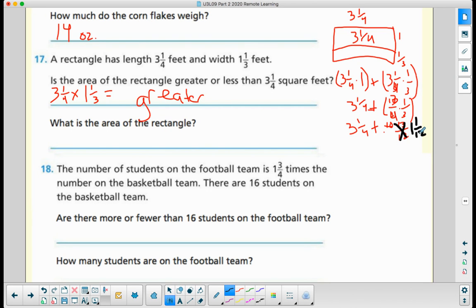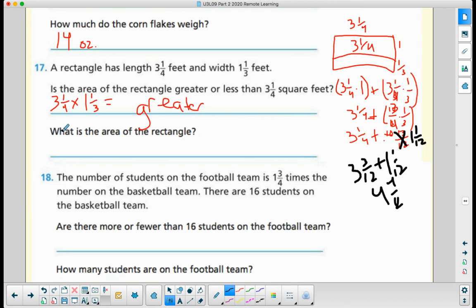Now 3 1/4, I need to make 12ths. So it's going to be 3 and what times 4 is 12? 3. So 3 3/12 plus 1 1/12 is going to be 3 plus 1 is 4, and 4/12. And I actually know that 4/12 is 1/3. So it is going to be 4, whoopsie, and 1/12.